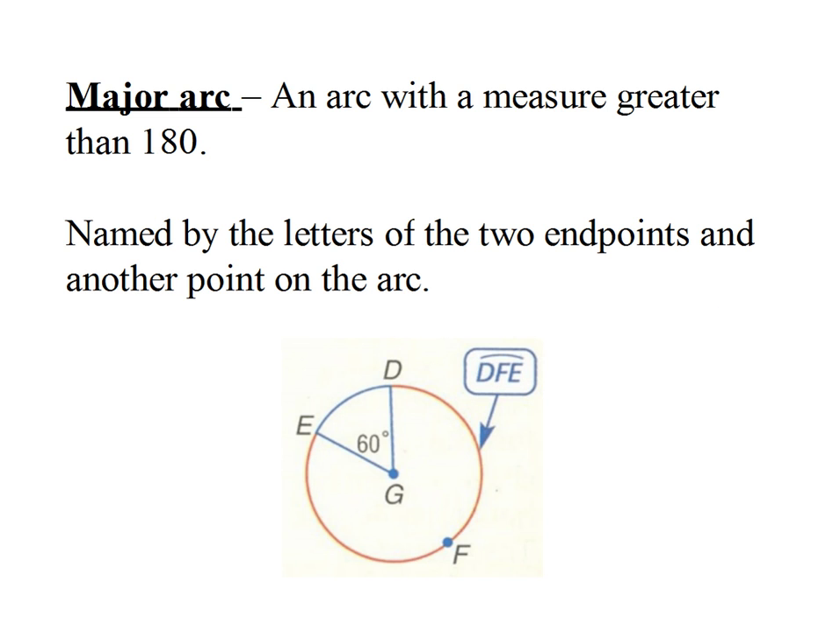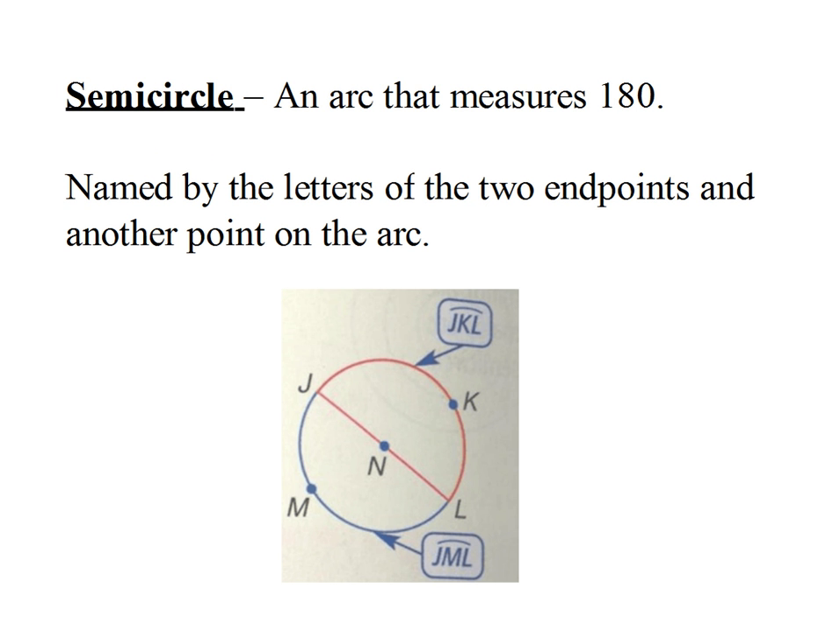The next type of arc is a major arc. This is an arc measure that is greater than 180. Now to know you're talking about the major arc, if I were just to name arc DE, we would be talking about this one. To know that we're talking about the major arc, you have to name the 2 endpoints and 1 point between them. So we would say arc DFE, so we know to go the long way around the circle. A semicircle is an arc that is exactly 180 degrees. Again, you're going to have to name the 2 endpoints and a point between them so you know which half of the circle we are talking about.